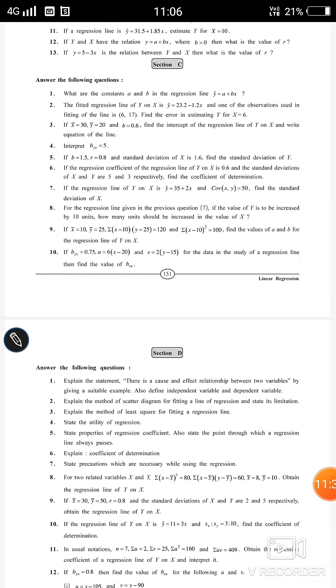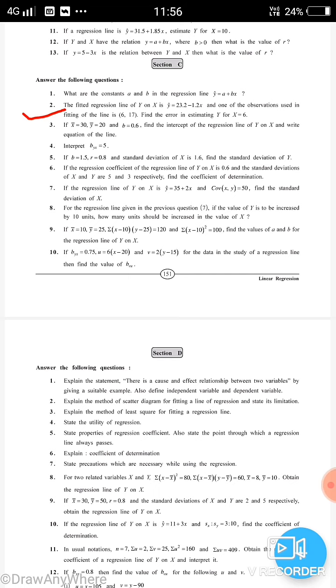Let's read sum number 2. The fitted regression line of y on x is y cap is equal to 23.2 minus 1.2x, and one of the observations used in fitting the line is 6 and 17. Find the error in estimating y for x is equal to 6.